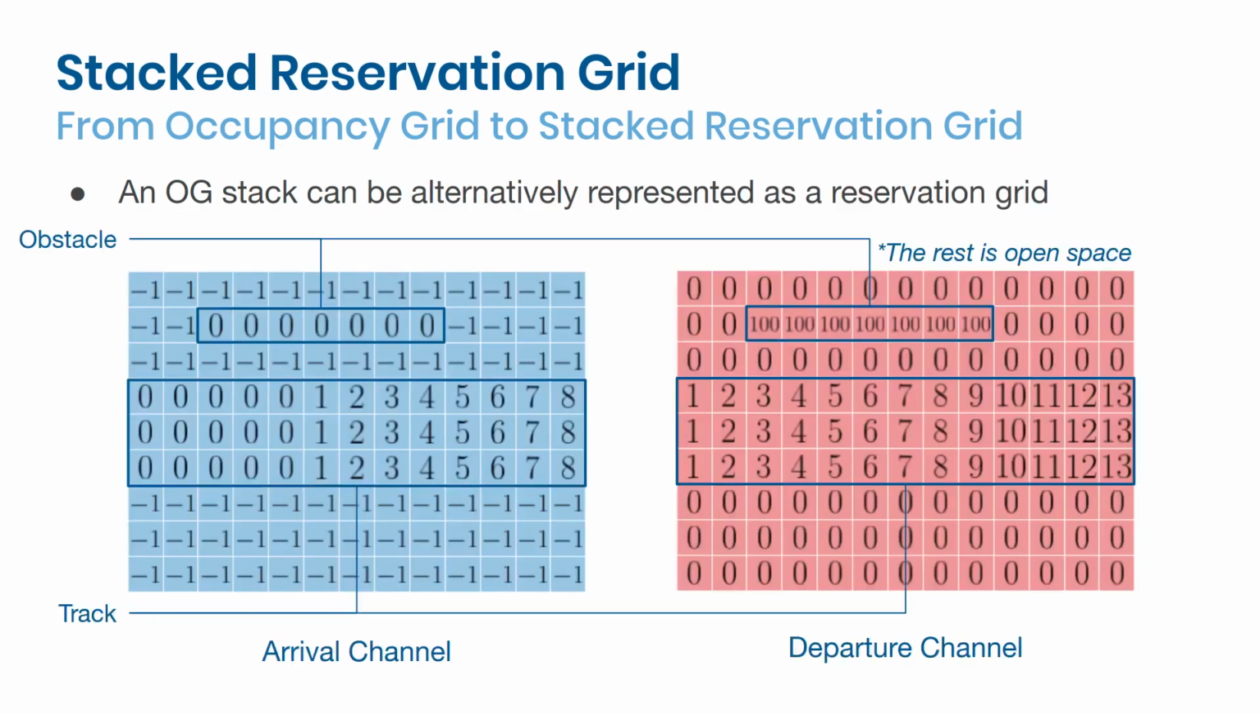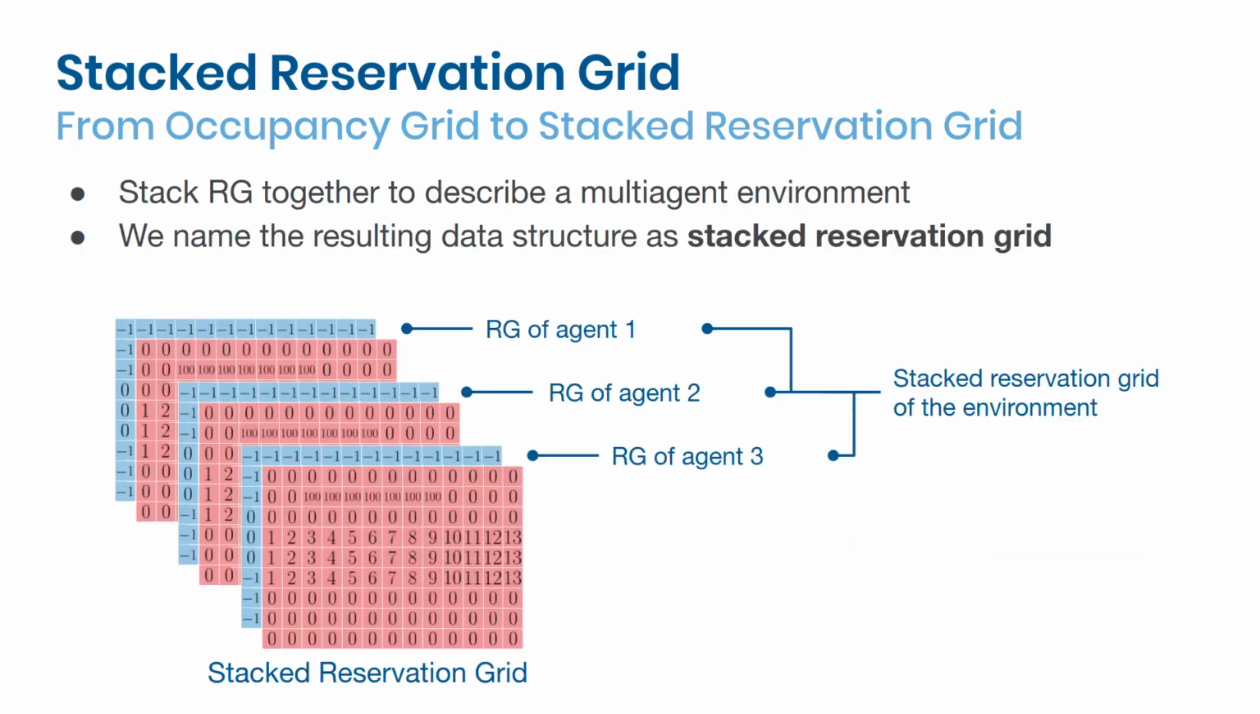To resolve the problem, we propose a new data structure named the reservation grid. In a reservation grid, we only store the arrival and departure times of the object at every lattice element. This new representation works efficiently with arbitrarily long time horizon and arbitrarily small time step. In a multi-agent environment, if we generate a reservation grid for each agent and stack them together, we obtain a SRG, or stacked reservation grid.